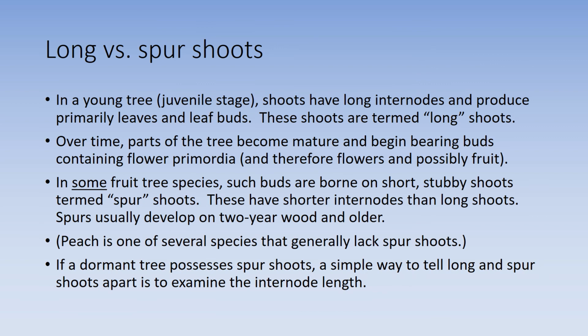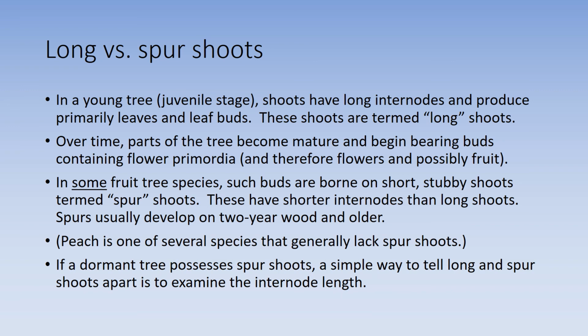Long versus spur shoots. In a young tree, juvenile stage, shoots have long internodes and produce primarily leaves and leaf buds. These shoots are termed long shoots. Over time, parts of the tree become mature and begin bearing buds containing flower primordia and therefore flowers and possibly fruit. In some fruit tree species, such buds are borne on short, stubby shoots termed spur shoots. These have shorter internodes than long shoots. Spurs usually develop on 2-year wood and older.